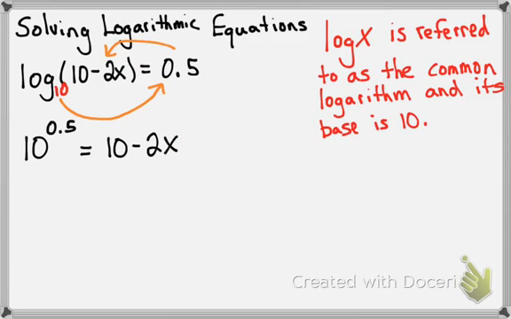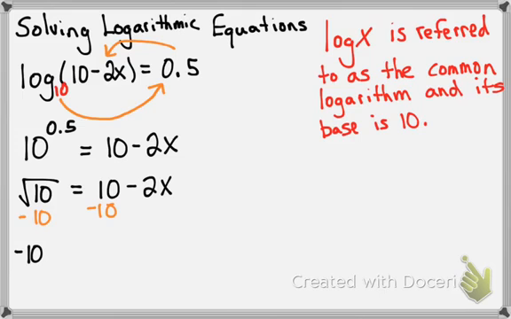10 to the 0.5 is actually the square root of 10. Anything raised to the 0.5 is actually a square root. So we get square root of 10 equals 10 minus 2x. I'm going to isolate the variable here, so I need to subtract 10 from both sides. I'm not going to subtract the square root of 10 minus 10 and get 0. The square root of 10 must remain separate from the subtracting 10 here. So what I'm actually going to get is negative 10 plus the square root of 10 equals negative 2x.